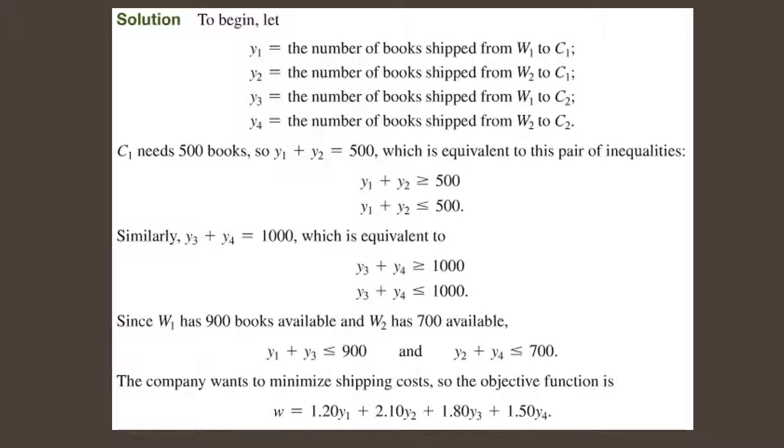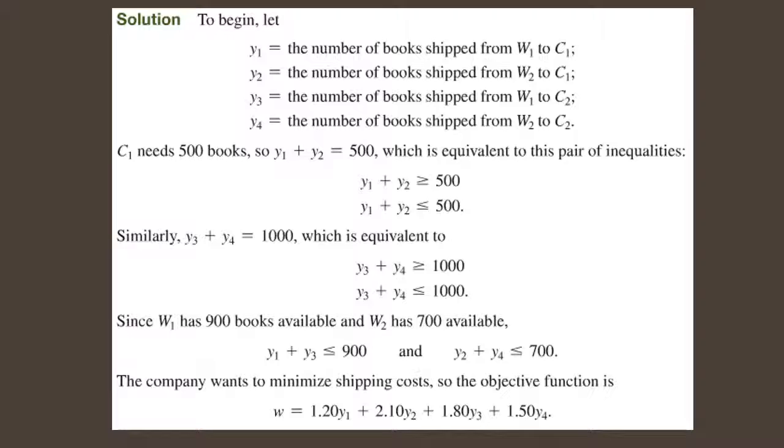All right, so we're going to let Y1 be the number of books shipped from Warehouse 1 to College 1. Y2 will be the number shipped from Warehouse 2 to College 1. Y3 will be the number shipped from Warehouse 1 to College 2, and Y4 the number shipped from Warehouse 2 to College 2. College 1 needs 500 books, so Y1 plus Y2 equals 500, which is a constraint. We only want 500, so we're going to split that into 2 inequalities. Y3 plus Y4, College 2 needs 1,000, so again, we're going to split that into 2 inequalities.